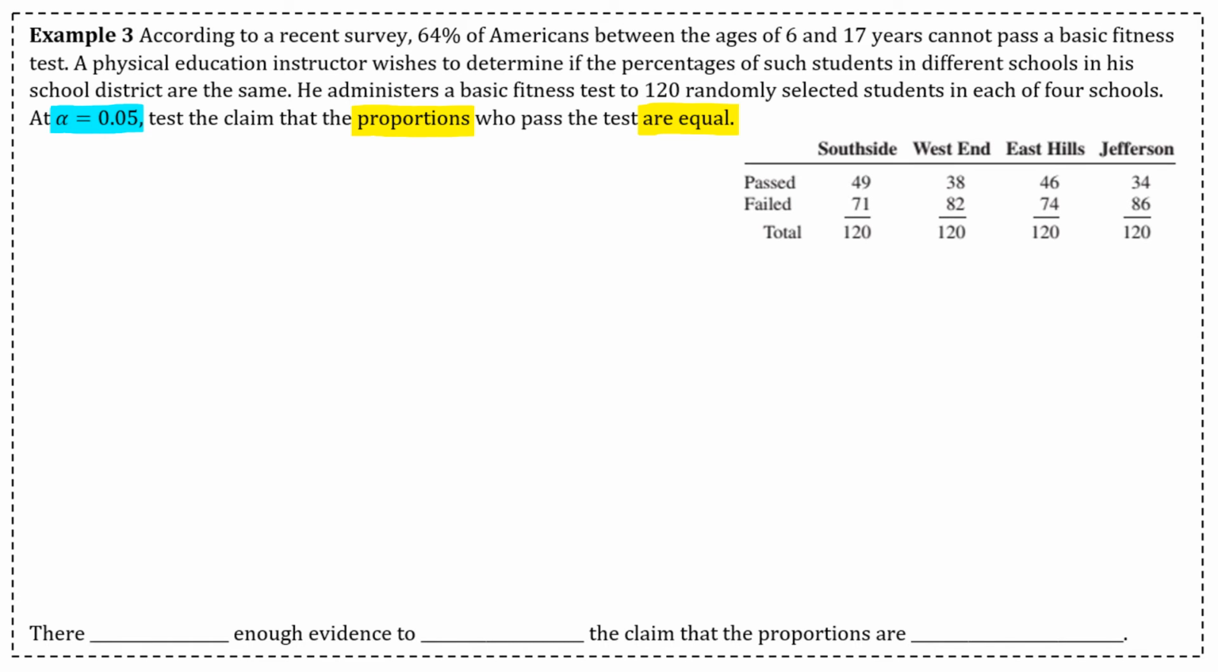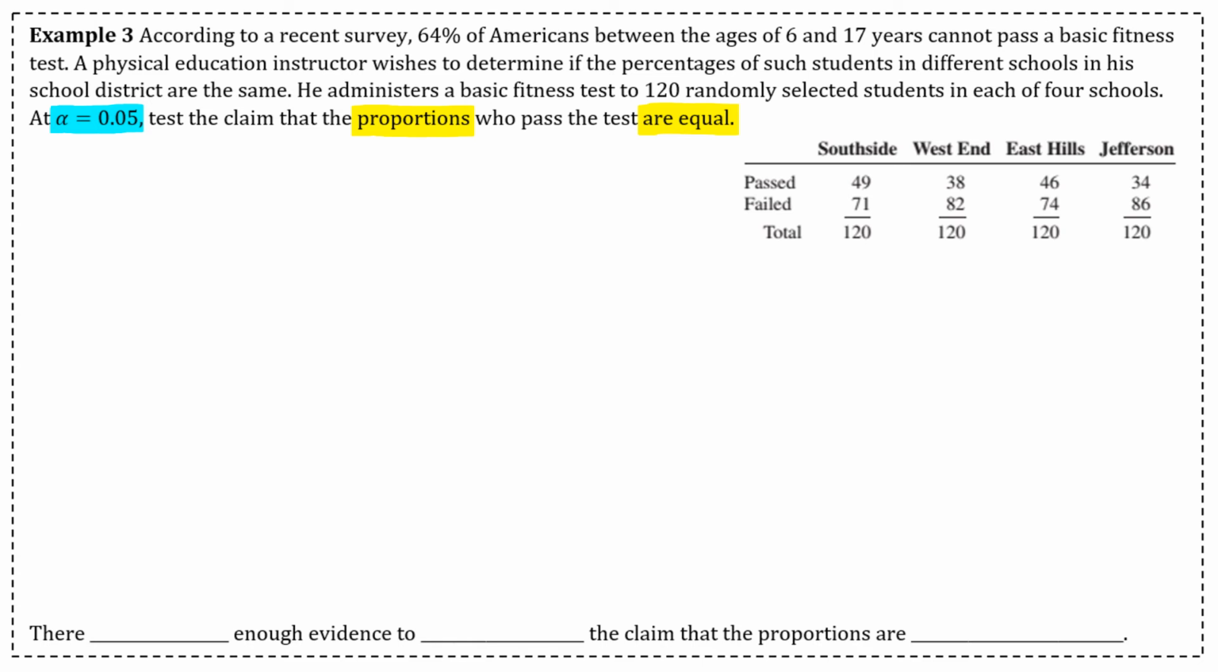So your keyword for this type of test is simply that the question is talking about proportions. This is the only time in chapters 10 and 11 that we're referencing proportions. So if you see that in the question, then you know you're supposed to do this process.